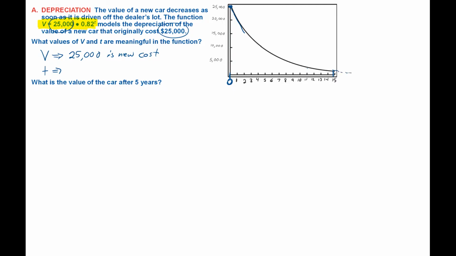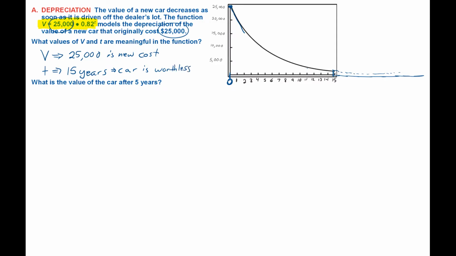And this curve is going to keep going. It's going to approach 0 but never cross it. It approaches that line right here, and we have seen that in our behavior of exponential functions and graphing them. So our graph doesn't extend very far, but it does go out to year 15. So I would say t equals 15 is pretty meaningful. 15 years means the car is worthless.